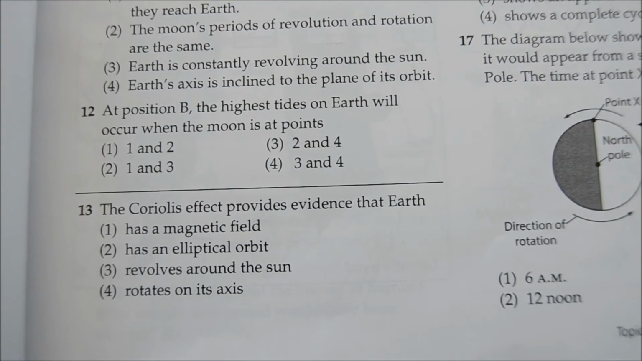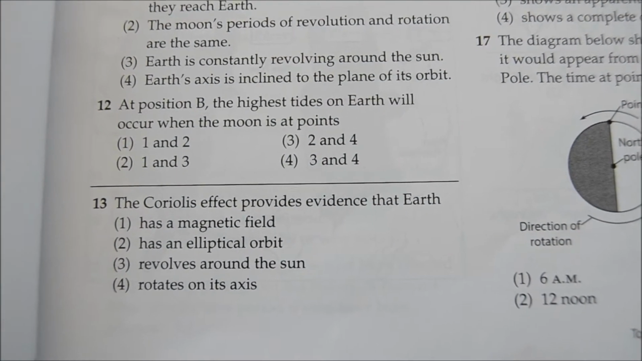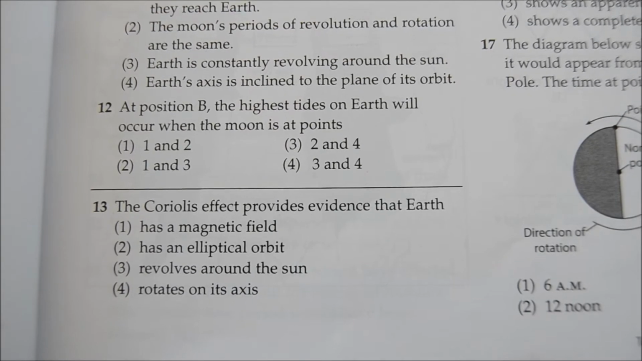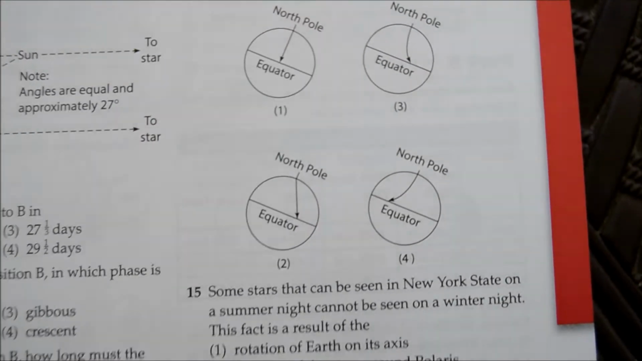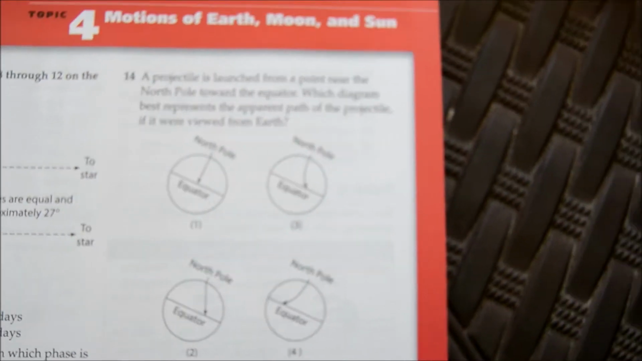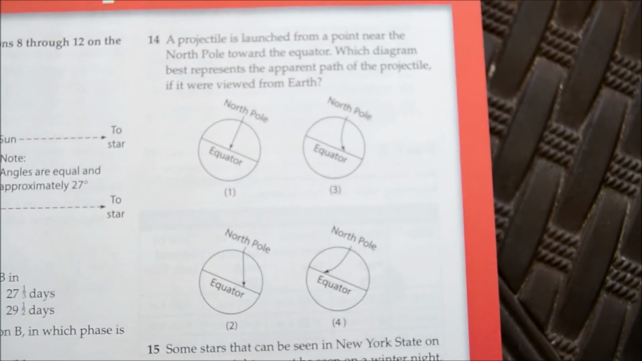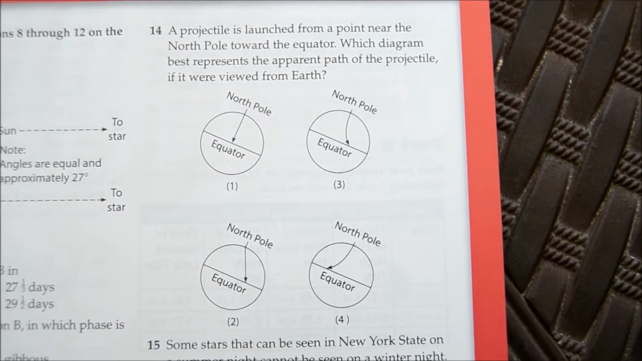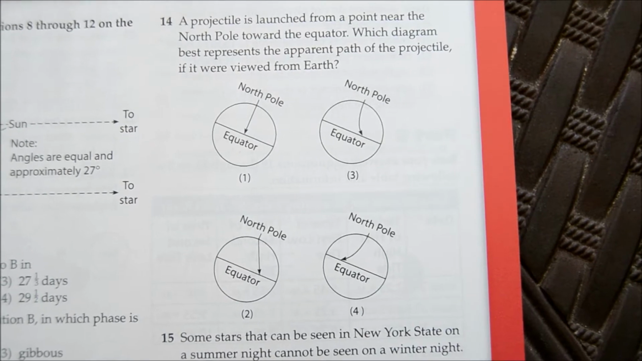Number 13. The Coriolis effect provides evidence that the Earth rotates on its axis. Straight out of your notes. 14. A projectile is launched from a point near the North Pole towards the equator. Which diagram best represents the apparent path of the projectile if it was viewed from the Earth?